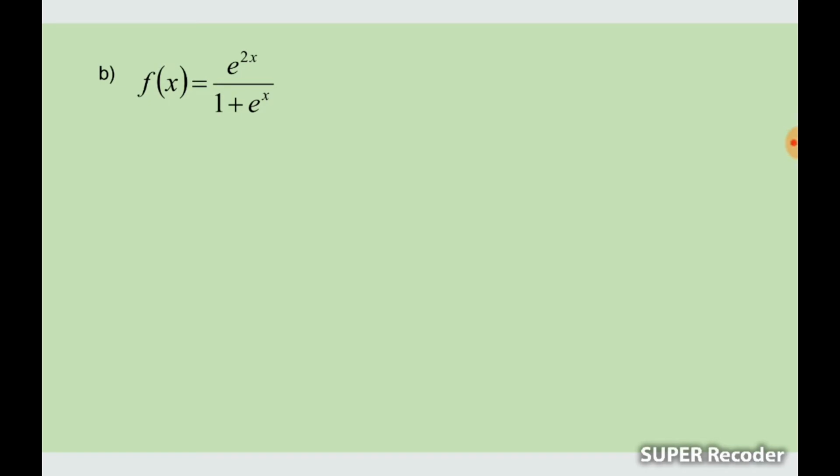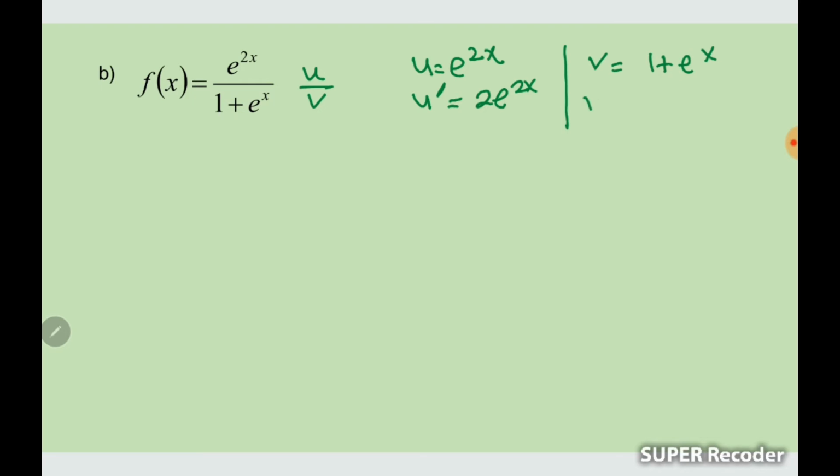Now we continue to example B. f(x) equals e to the power of 2x over 1 plus e^x. To solve this, we will use quotient rule here. So u over v, where u is equal to e to the power of 2x. Therefore, u prime or du/dx equals 2e^(2x). Then v is equal to 1 plus e^x. dv/dx or v prime equals e^x.